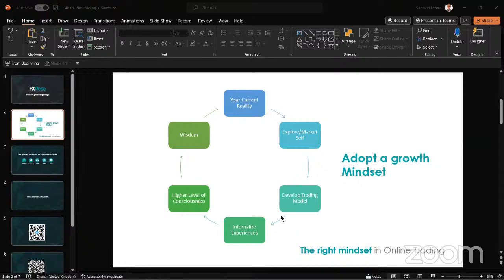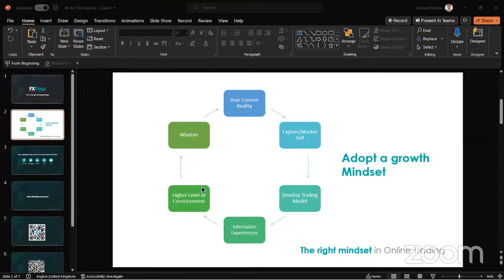After developing a trading model, you internalize experiences. This is how you know your trading is different, because how someone teaches you, even right now when I'm talking, how someone explains a concept versus how you understand it, interpret it and utilize it, are going to be completely different things, especially once you start seeing the results of your trading process.